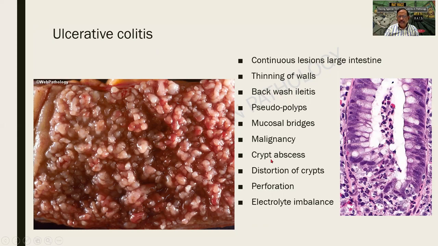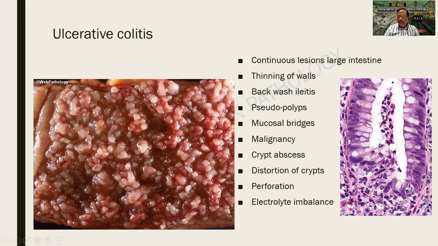Crypt abscess is the hallmark. If you are asked one question about ulcerative colitis, mention the crypt abscess. This is the colonic crypt and in which I am finding aggregate of neutrophils which is also infiltrating the wall, a classical picture of a crypt abscess in ulcerative colitis.